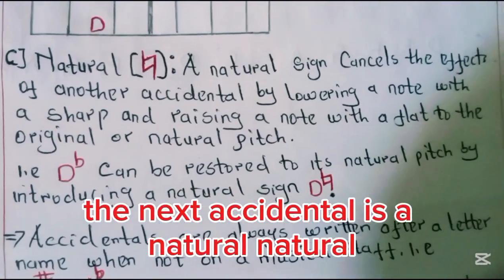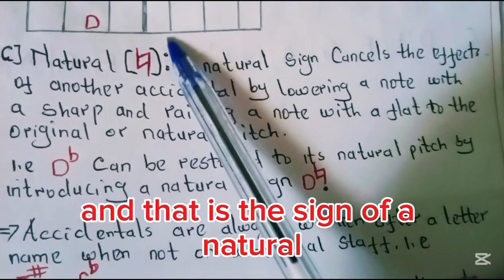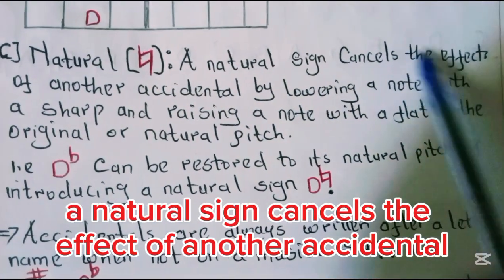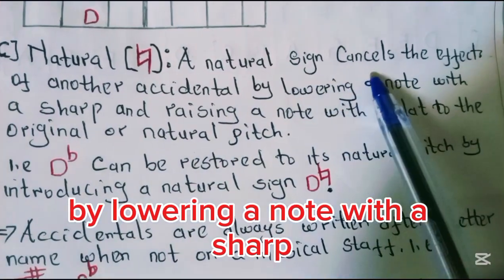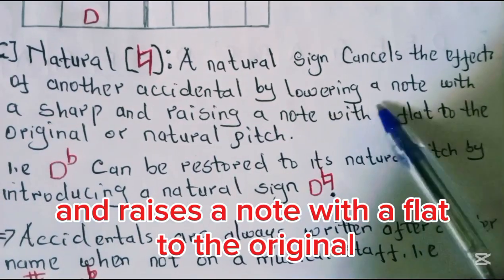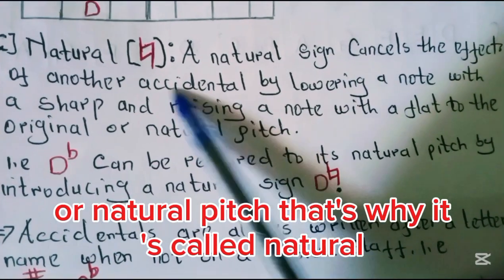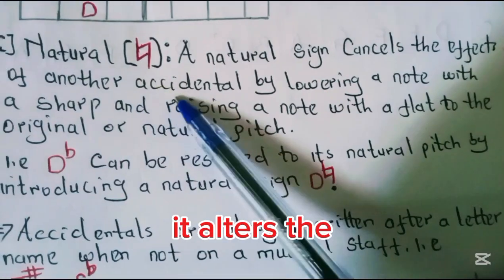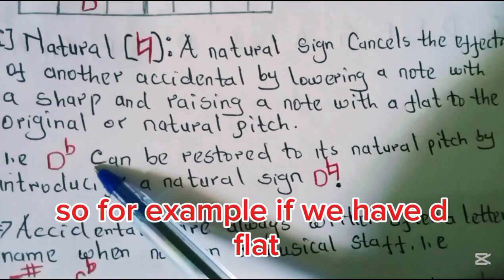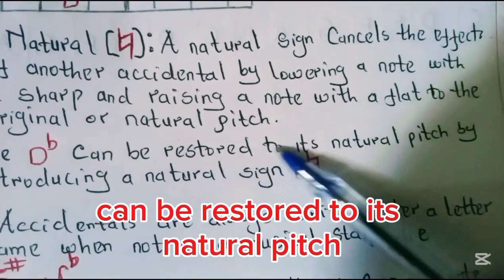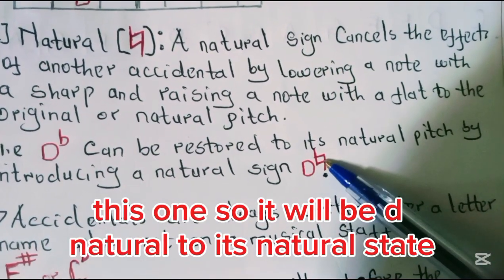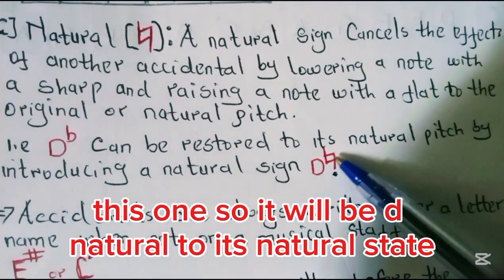The next accidental is a natural, and that's the sign of a natural. So a natural does what? A natural sign cancels the effect of another accidental by lowering a note with a sharp and raising a note with a flat to the original or natural pitch. That's why it's called natural. It alters the pitch to its natural state. So, for example, if we have D flat, it can be restored to its natural pitch by introducing a natural sign, this one. So it will be D natural, its natural state.